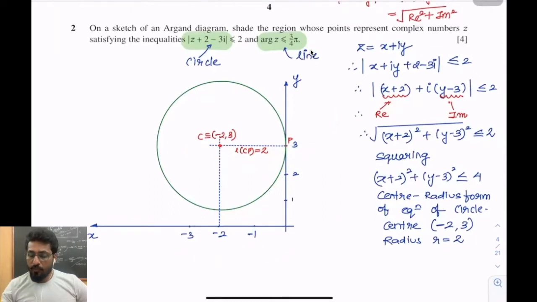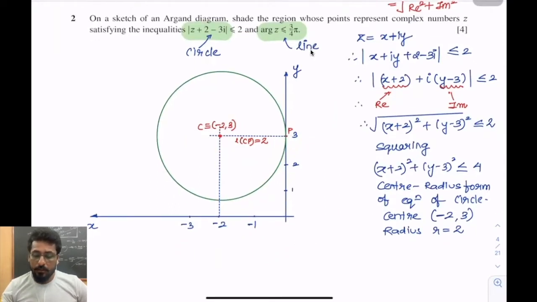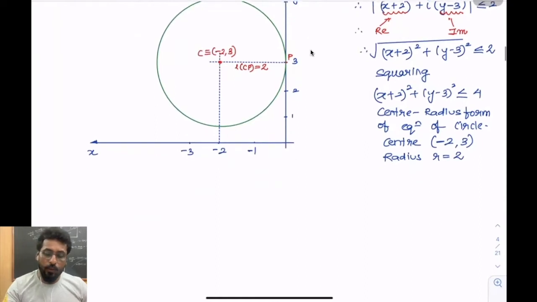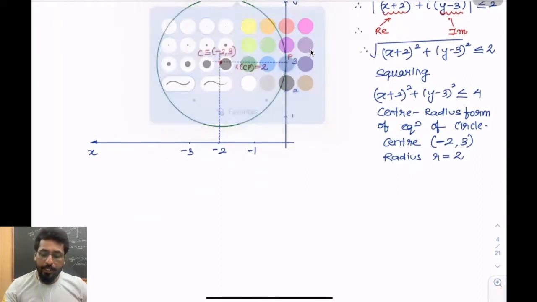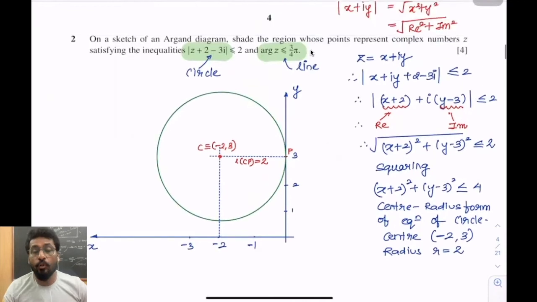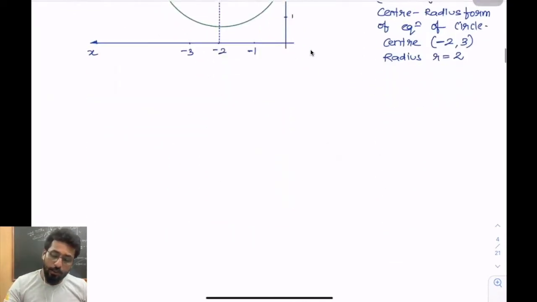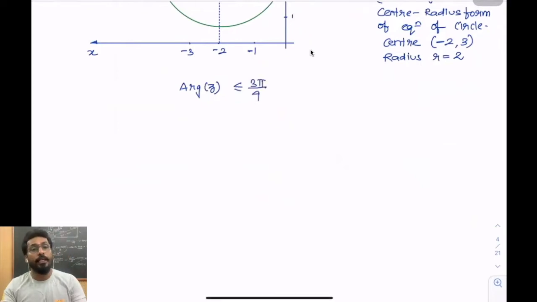Now we are going to start with the second inequation. The second inequation was argument of z is less than or equal to 3 pi by 4. So I'm going to write over here argument of z is less than or equal to 3 pi by 4. Right, students? Argument of z is less than or equal to 3 pi by 4.